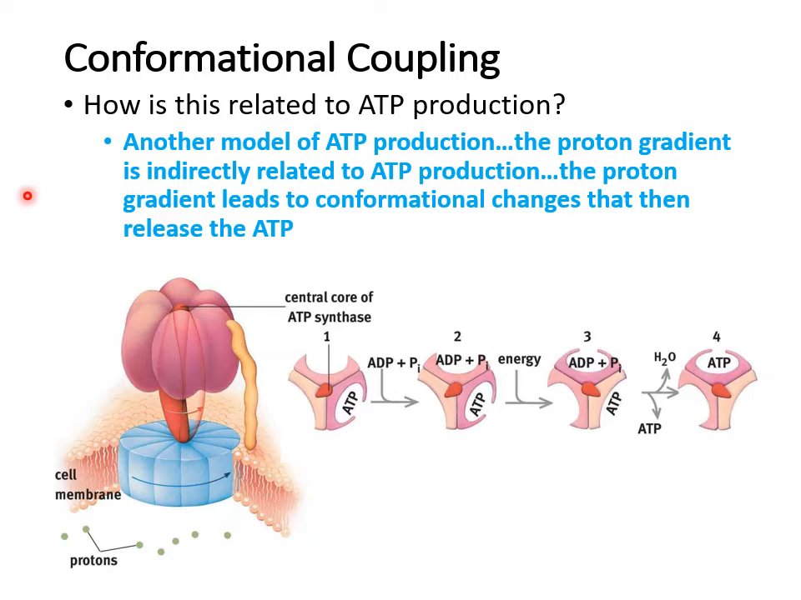And so in that case, there's the chemical energy of the proton gradient, and there's the mechanical energy of the rotating ATP synthase protein. And so you would then have the mechanical energy converting to chemical energy in the form of the phosphate bonds of ATP, basically.